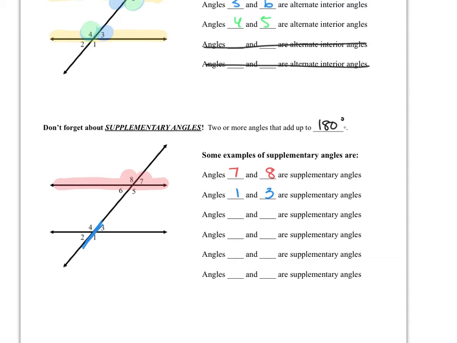So what I would like you to do is pause the video to fill in 1, 2, 3, 4 more pairs of supplementary angles. There's actually more than that to pick from. Pause the video, press play when you're ready to check your answers.